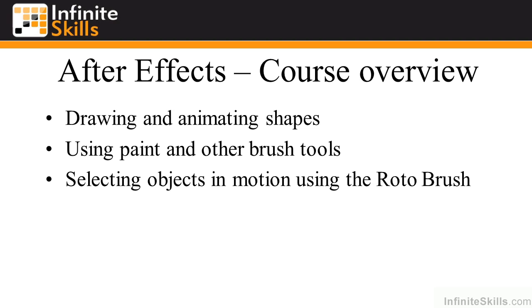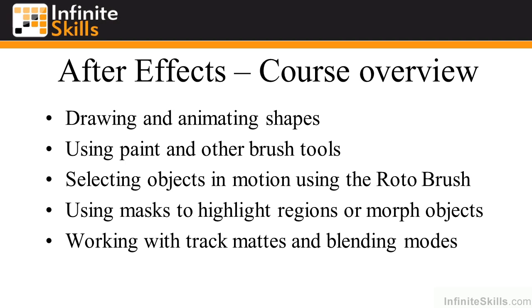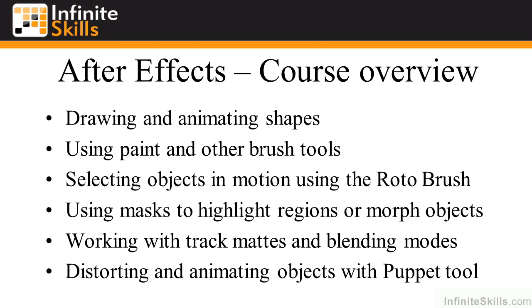In Photoshop, you can select an object using various selection tools, but it's just a static object. In After Effects, you can select something that's moving and then lift it off of the background. That's pretty remarkable. I'll explain how you use masks to highlight regions, or morph objects, make objects change their shape over time. We'll work with track mats and blending modes. These are just great ways to make layers blend together visually. You can distort and animate objects with the puppet tool. You can do all kinds of things to make them change their shape and move around.